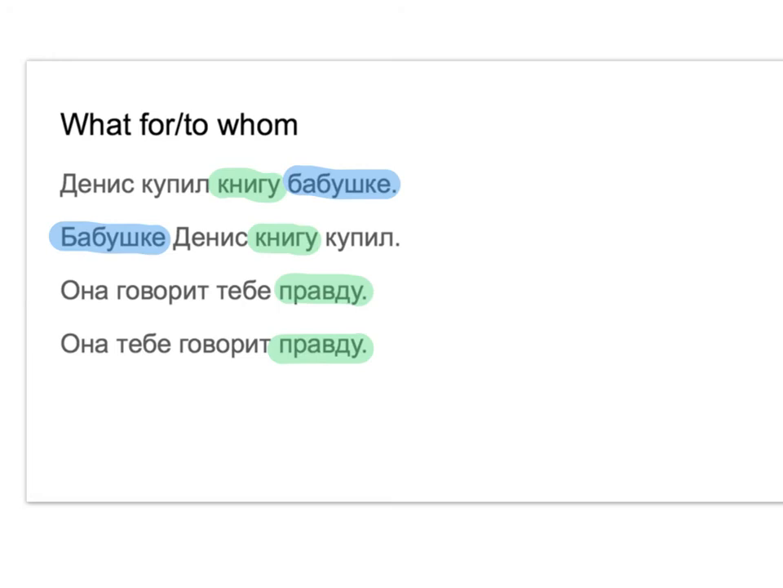Then we have the indirect object. Who is she saying the truth to? Тебе. And again, the words could be moved around pretty much in any combination, and we would still know what was happening in the sentence because of the forms of the words. Тебе is dative, so we know that's to or for whom. Правду is accusative, so we know that that's the thing that's being acted upon.